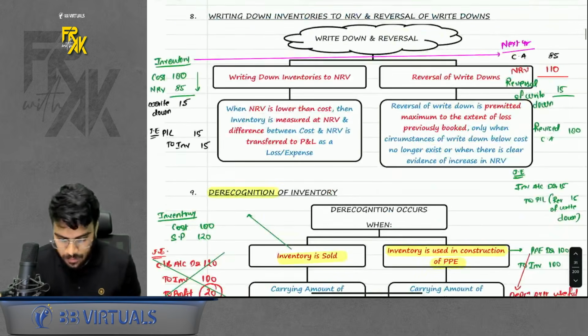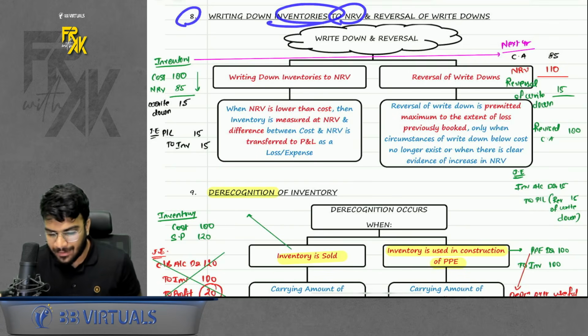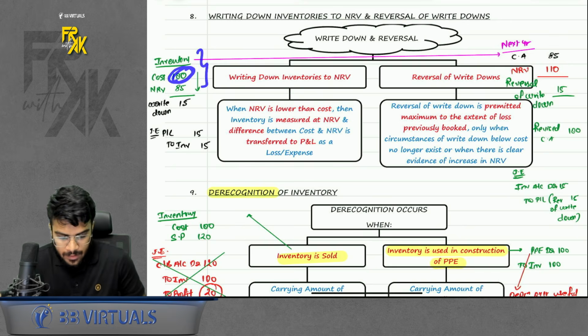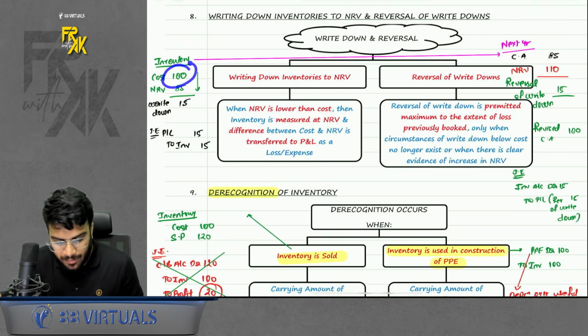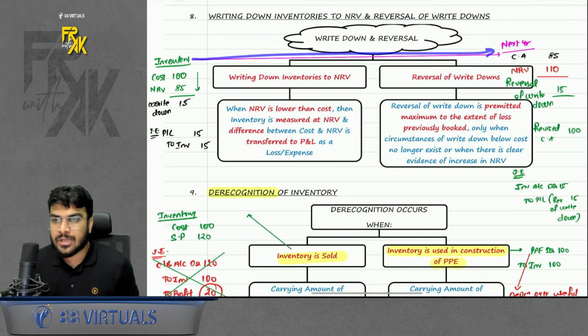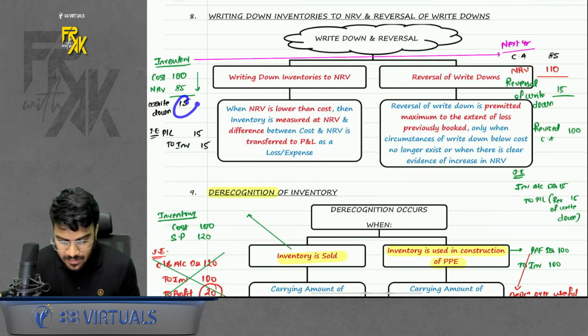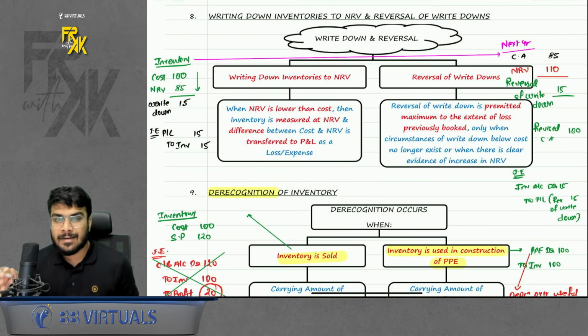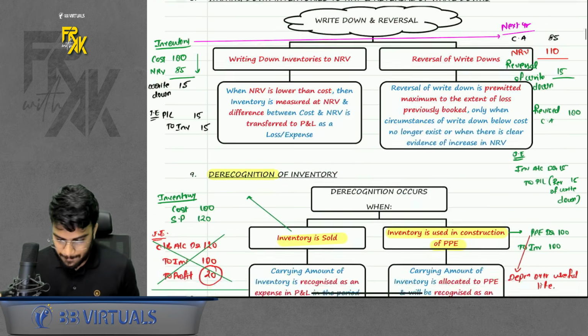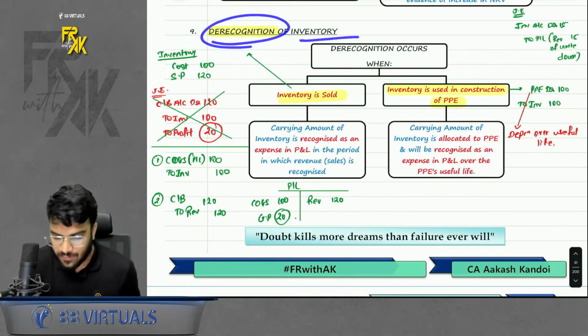Then the next 2 points are writing down of inventories to NRV and reversal of write downs. Let's say in the first year your cost was 100, NRV was 85. So you will measure at the lower. So you will have to bring it from 100 to 85. That is the write down. So you will transfer this write down to PNL. But if for the same inventory in future NRV rises, you can reverse this write down. How much reversal is possible? Maximum. You can reverse a maximum of only 15. Simple.